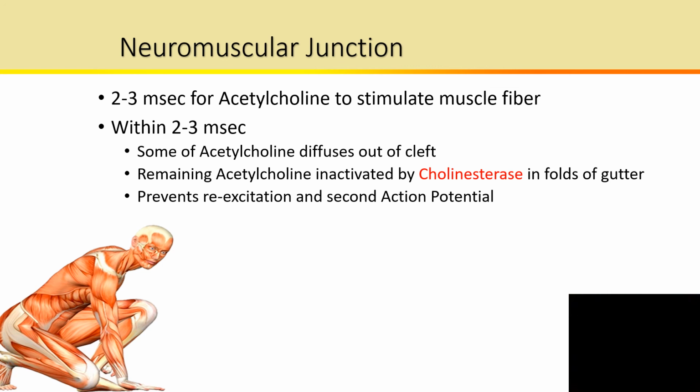And within that 2 to 3 milliseconds, some of the acetylcholine diffuses out of the cleft, so it's lost. The remaining acetylcholine that stays inside the synaptic cleft gets inactivated by cholinesterase, which is sort of hiding in these little secondary synaptic gutters and folds of the gutter, and it breaks down the acetylcholine. That choline can then be put back into the area of the axon terminal to make more. And this prevents re-excitation. In other words, we want the muscle to contract and then stop. If I want to contract again, I have to keep sending more nerve signals down to the muscle for that to occur.